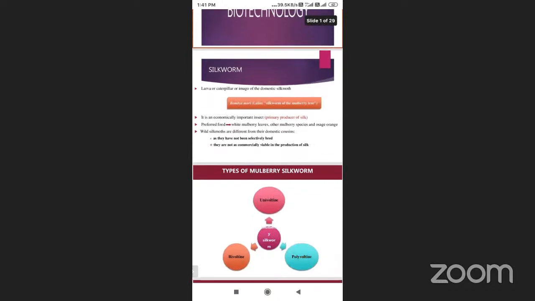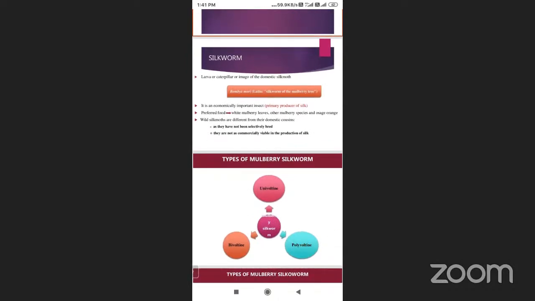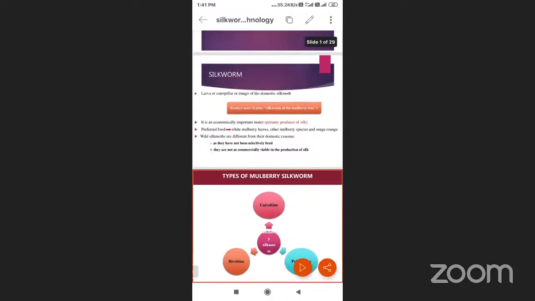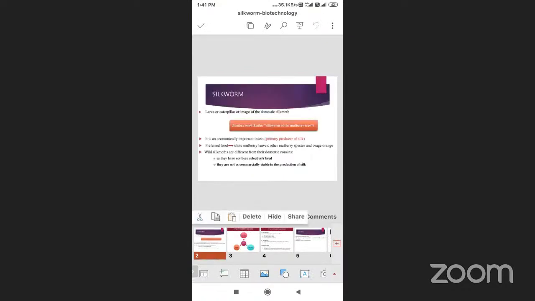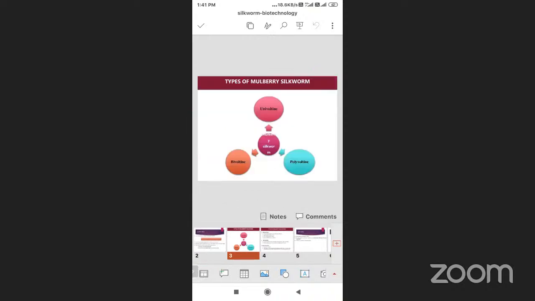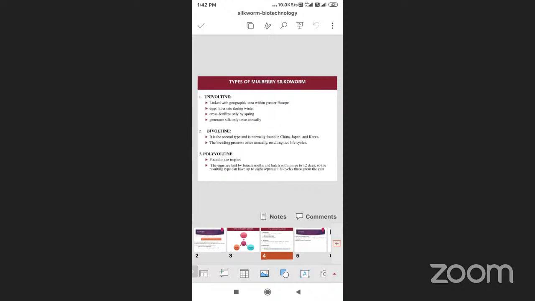Yeah, this one, silkworm. Generally, the larval stage of the silkworm is used for extracting the silk. Different types of silkworms are there. Yesterday I told you, among them are mulberry, tussar, and eri. These three are the types of silkworms. And in the mulberry itself we again have types, that is bivoltine, univoltine, and polyvoltine, depending upon the silk. We will discuss these types later.